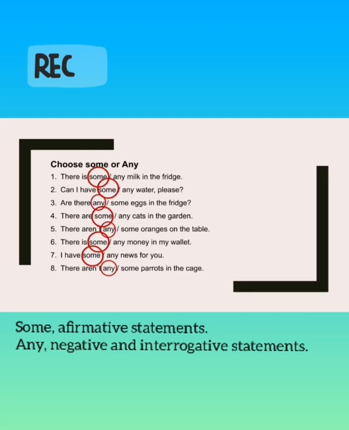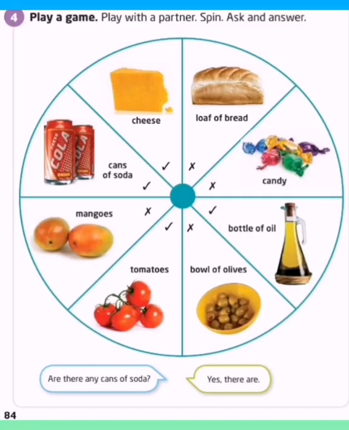So now, let's go back to the student's book, page 84. Exercise 4 says, play a game, play with a partner, spin, ask and answer. Okay, so for this, you're going to play with someone at your house. If you see, you have some food like cheese, loaf of bread, candy, bottle of oil, bowl of olives, tomatoes, mangoes, and cans of soda. Each food has a check mark or an X mark, so you're going to use a pencil to play.